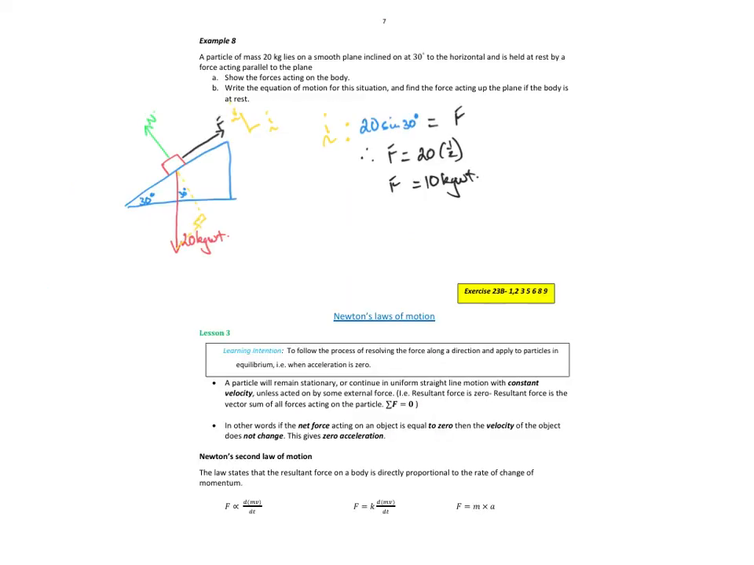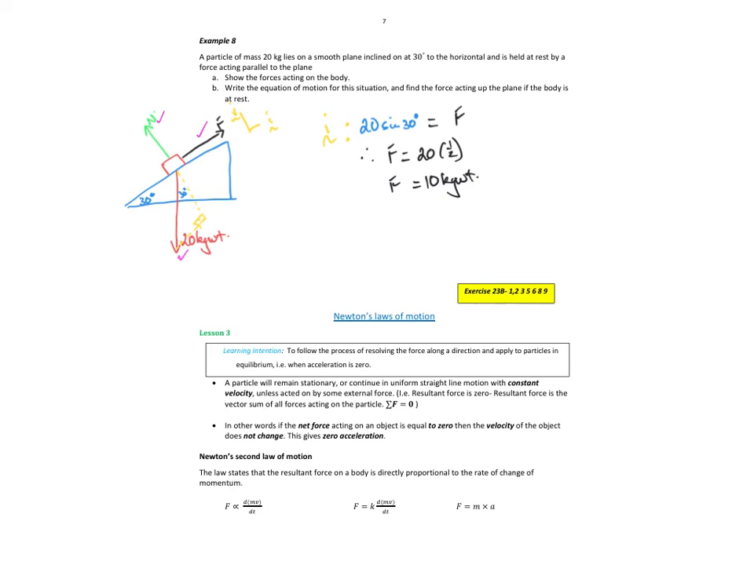Last example, again, we have another plane. A particle of mass 20 kilograms lies on a smooth plane inclined at an angle of 30 degrees to the horizontal. It's held at rest by a force acting parallel to the plane. So there's that black force acting parallel to the plane. Show the forces acting on the body. So we've sort of got that. We've got our reaction force or our normal force. I've got the weight force acting vertically down, and I've got my force acting up the plane.